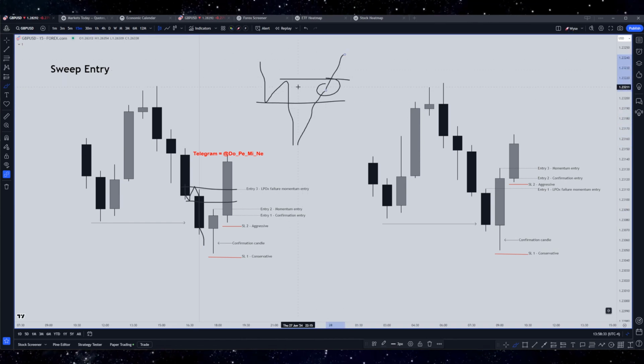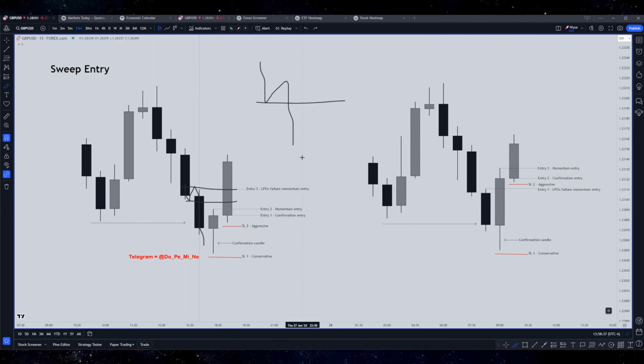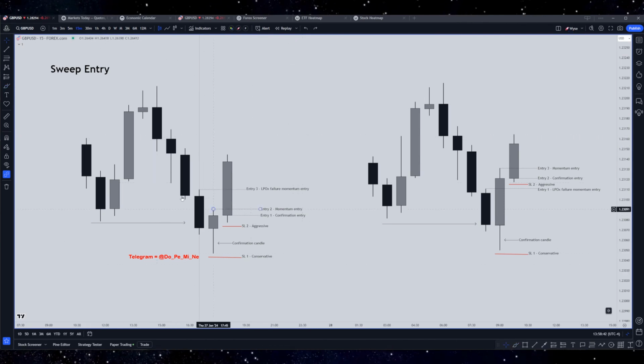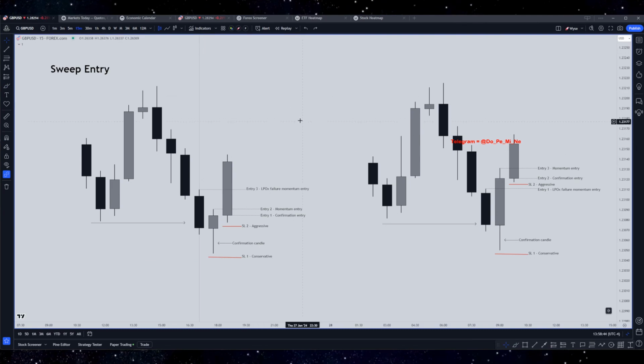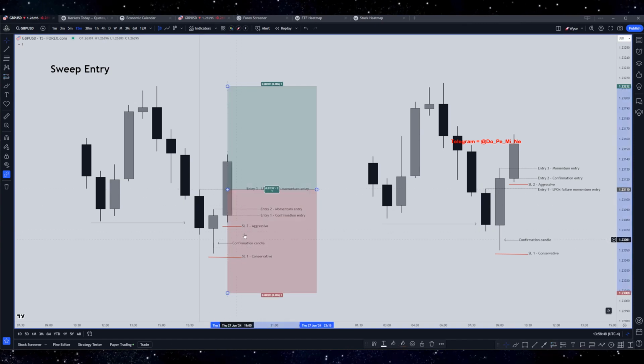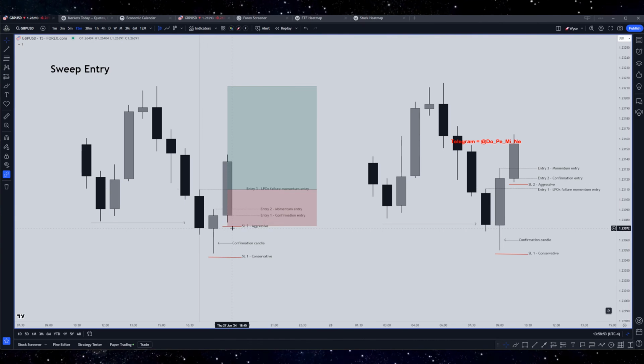So with that last point of supply failing, that's additional confirmation that this sweep has done what effectively it was trying to do, which was generate liquidity to then continue price moving to the upside. So if we're looking for an entry, we can take the break of that last point of supply, and our stop loss can be below the current momentum candle's low.